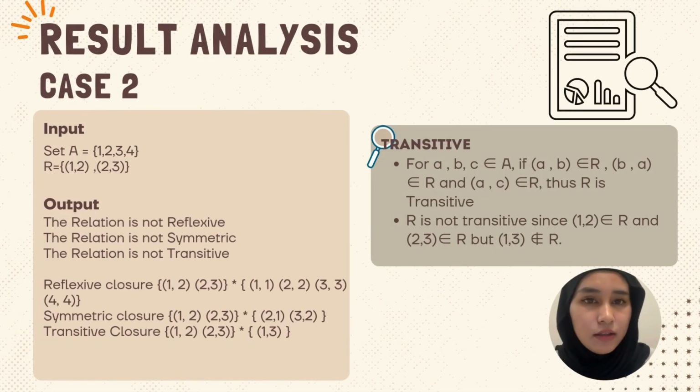And lastly, the relation is not transitive. To be considered transitive, (a,b), (b,c), and also (a,c) need to be elements of R. But as we can see here in the relation, (1,2) is an element of R and (2,3) is an element of R, but (1,3) is not an element of R. Therefore, the relation is not transitive.